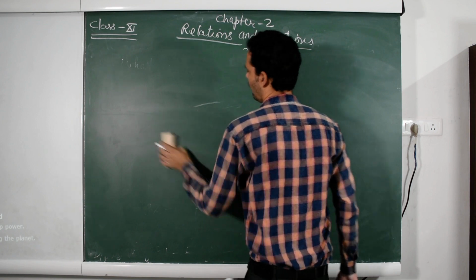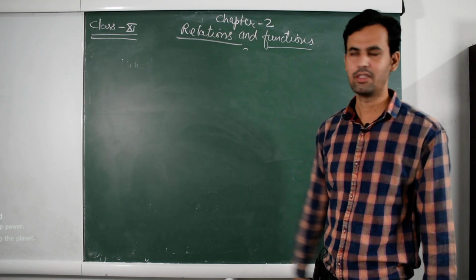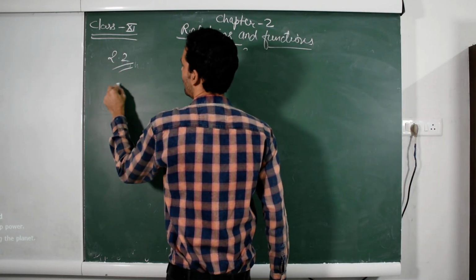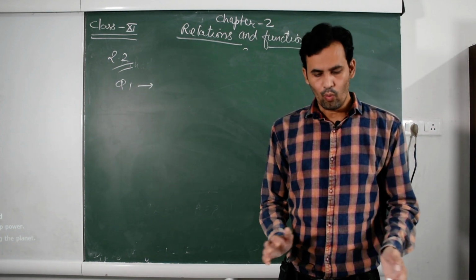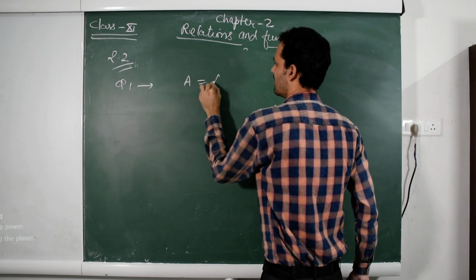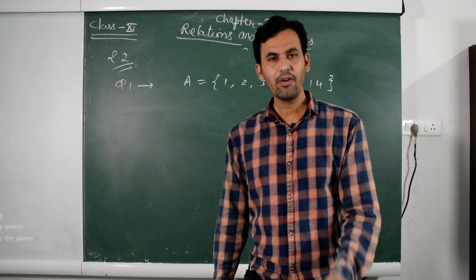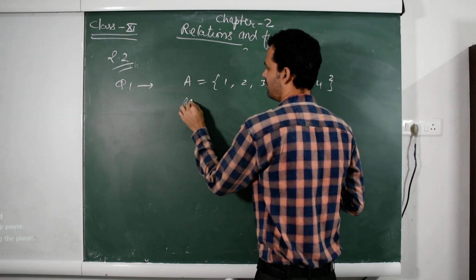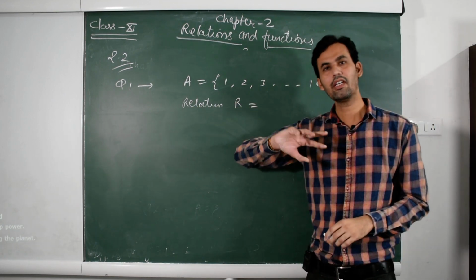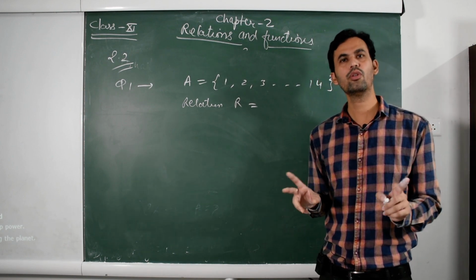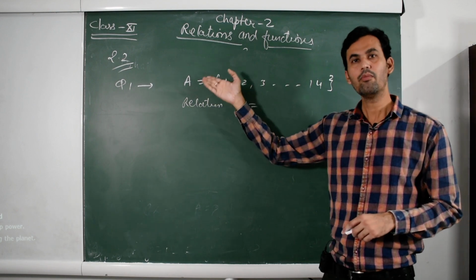Exercise 2.2, question number 1. The whole of exercise 2.2 is related to domain, codomain, range and relations. Let A equal 1, 2, 3 up to 14. A is a set having elements 1, 2, 3 up to 14. We have to define a relation R from A to A. It means there are no two sets A and B; there is only one set, set A.